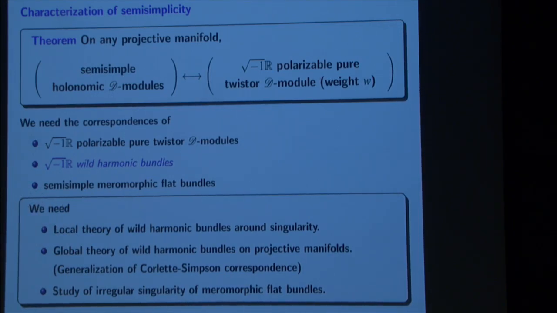Will you tell us what wild harmonic bundles are? I will explain it just after this slide. So for this we have three issues. One is local theory of wild harmonic bundles around singularity, and we have to study the global theory of wild harmonic bundles on projective manifolds, which should be the generalization of the correspondence of Corlette and Simpson, which I explained in the smooth case. And we also have to study the irregular singularity of meromorphic flat bundles, which I will explain in the rest of my talk.